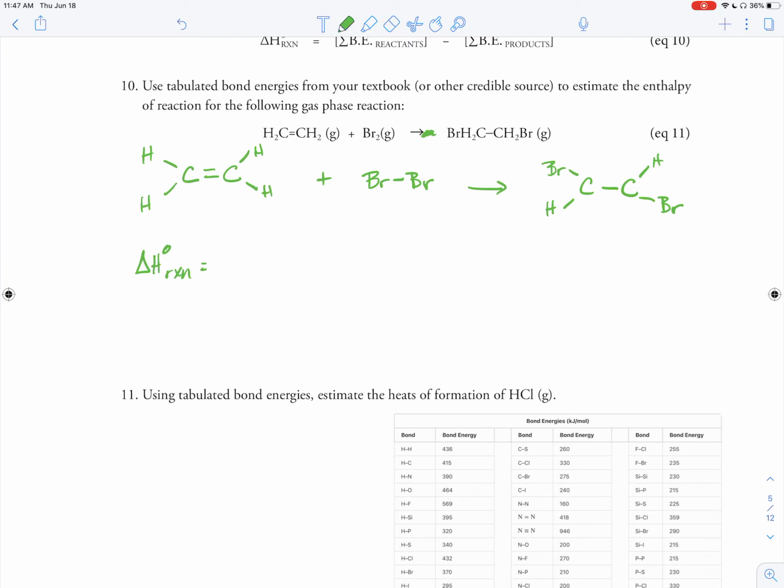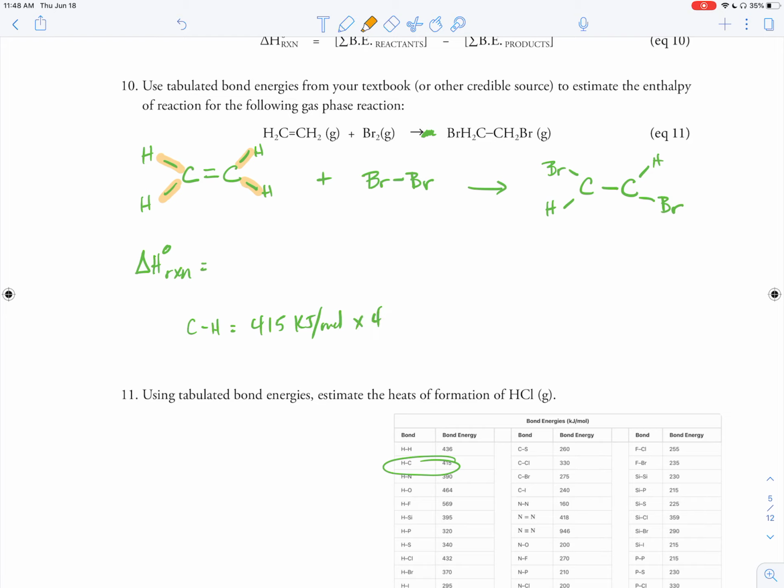And so what we'll do is look up all of the bonds that are there, and just add them all together. The number of carbon-hydrogen bonds I have, there's 1, 2, 3, 4, out of all of your reactants present. I need a carbon-hydrogen bond value, and that's right here. So 415, in units of kilojoules per mole, and I'll multiply that times 4.